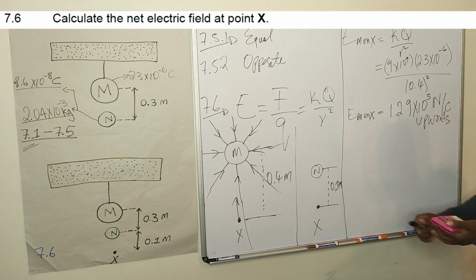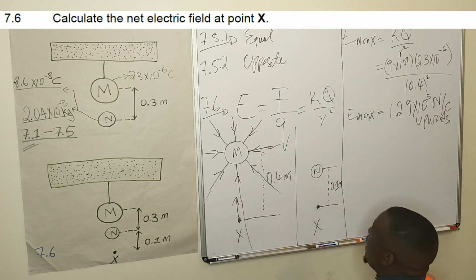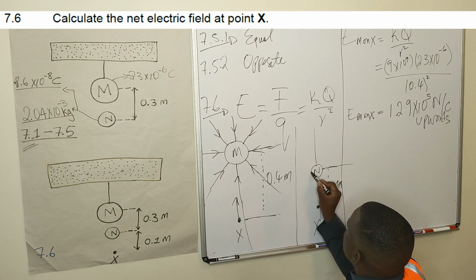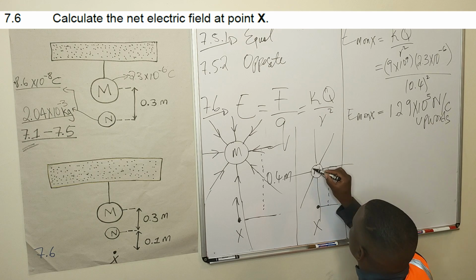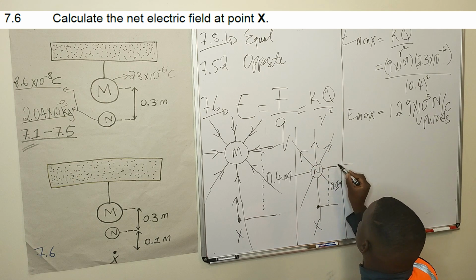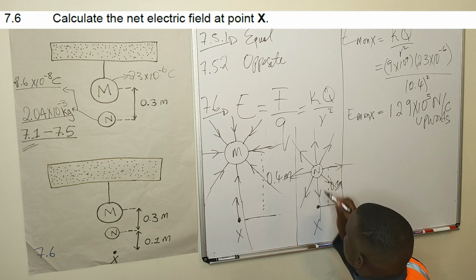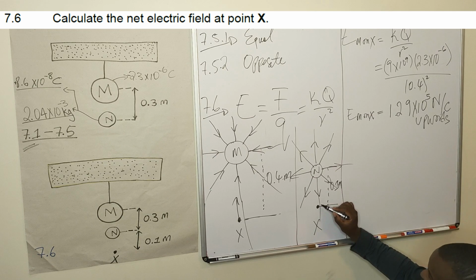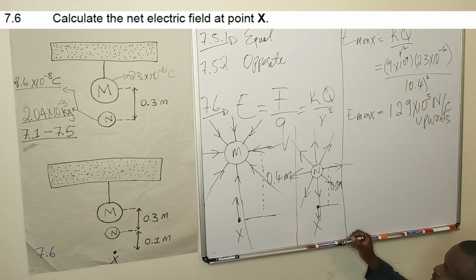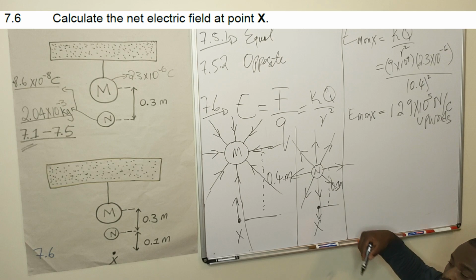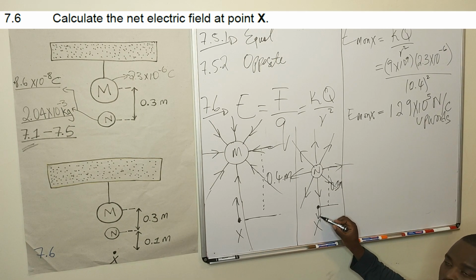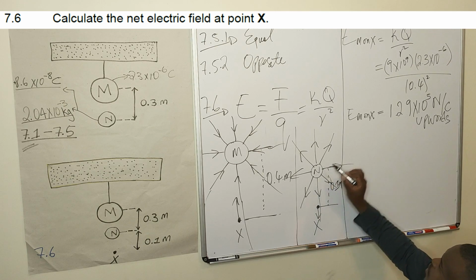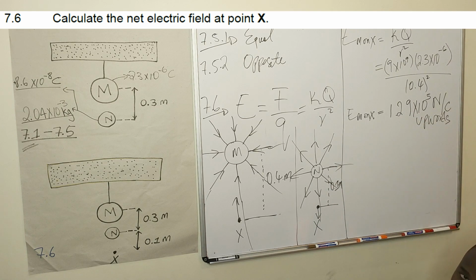You do the same thing for N. You say, okay, N is positive. The electric field lines from N look something like this, out, out, out. So if you look here at X, the electric field felt by X due to N is away from N, downwards. So you've established the direction of the electric field at X due to N. Then you just calculate it and give it its own direction.